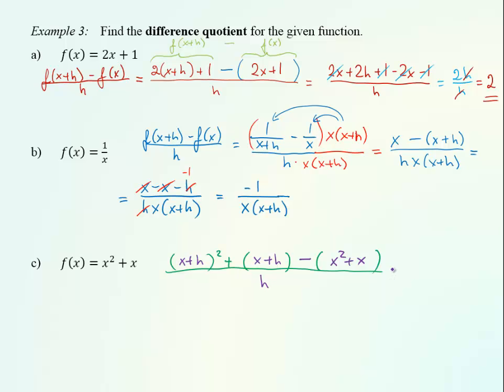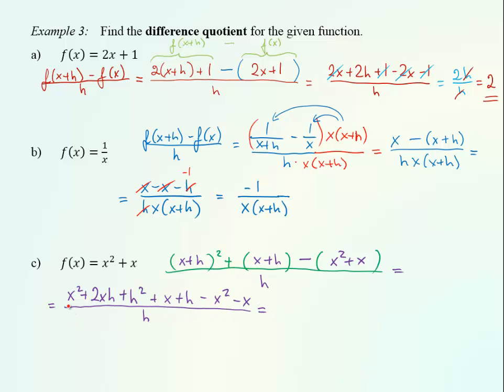h. And we need to simplify this expression. So perform the perfect square formula correctly: x squared plus 2xh plus h squared. Then open brackets. Remember to switch the sign. Everything over h.